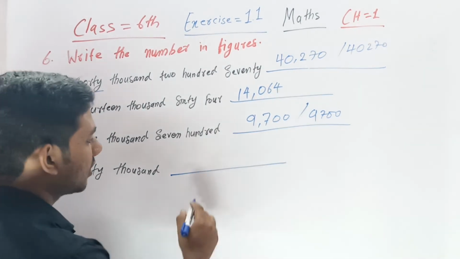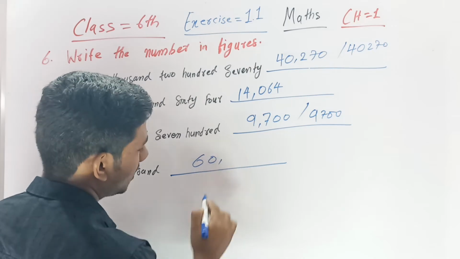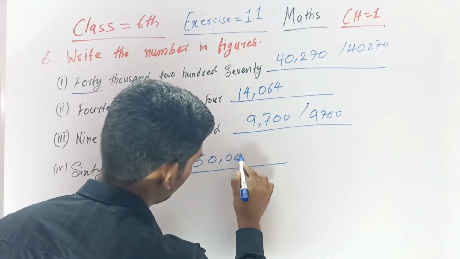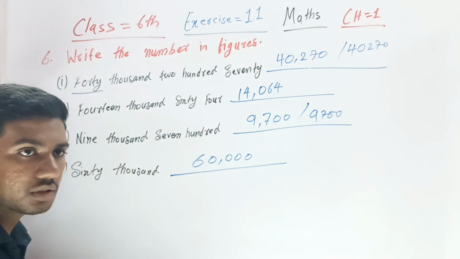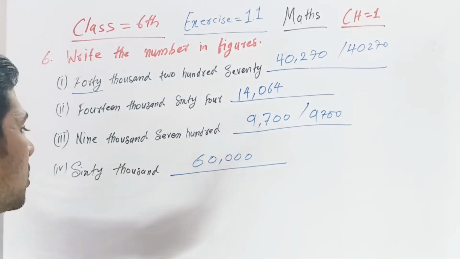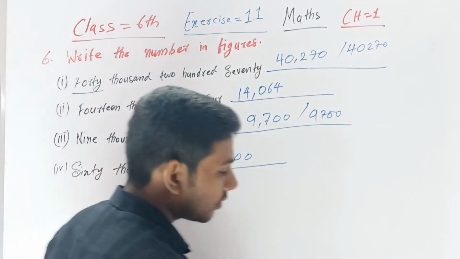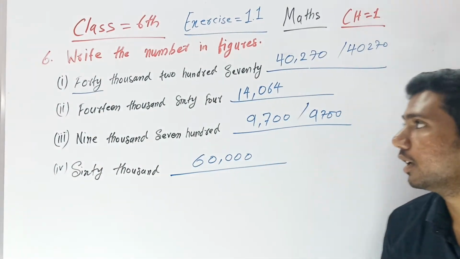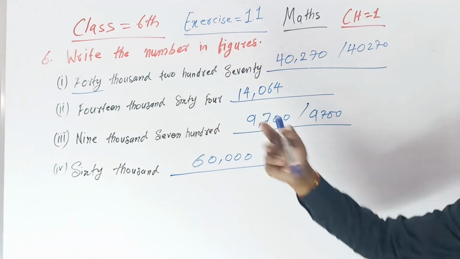60,000. We have to write 60,000. How will you write 60? 60,000. It's 60,000. All right, so I hope it's clear for you. Okay, so our 6th point is also completed here.